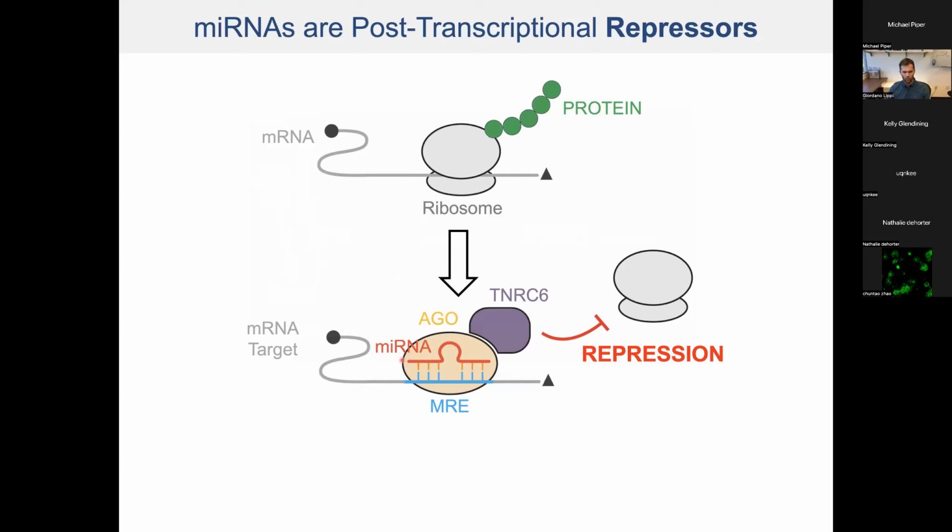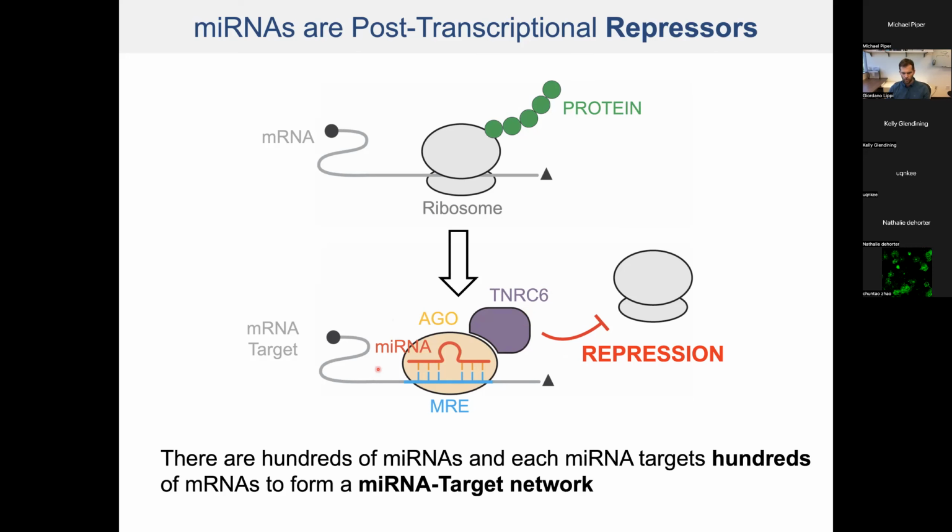In their mature form, you see this squiggly red line here. They are loaded in this Argonaute complex, or AGO, and they recognize their messenger RNA targets based on sequence complementarity to a microRNA recognition element, or MRE. Once this interaction occurs, it recruits a family of proteins called TNRC6. These are scaffold proteins. I'm not going to go through details, but what you need to know is that through TNRC6, it mediates the repression effect that microRNAs have on gene expression.